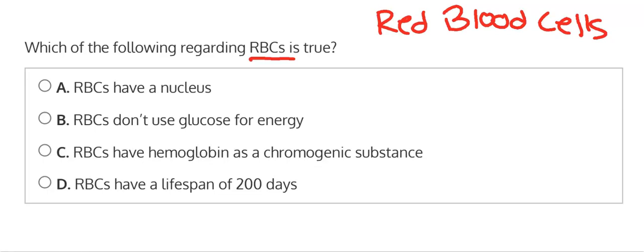Which of the following regarding red blood cells is true? Option A says red blood cells have a nucleus. And if you remember, a red blood cell looks like this. It's like that biconcave disc.